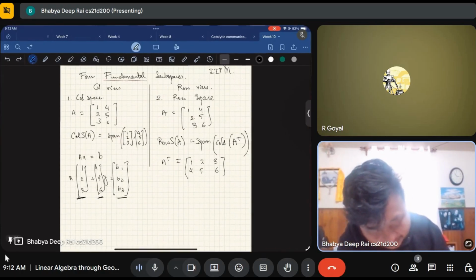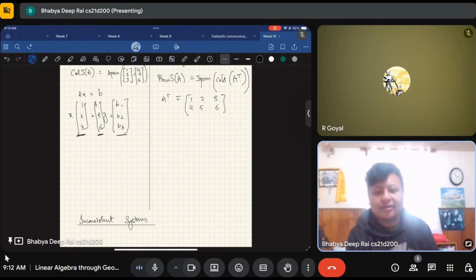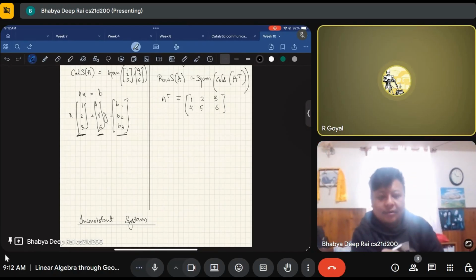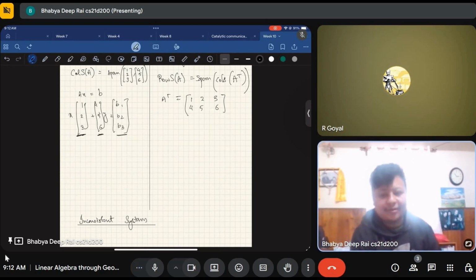So whenever I talk about transpose, you can interpret the columns to be the rows, and therefore the span of the columns to be the row space. But then what about the values b1, b2, and b3? So what can we say? Similar to the column view, what can we say about the linear combinations of 1 and 4 equaling b1, and so on?